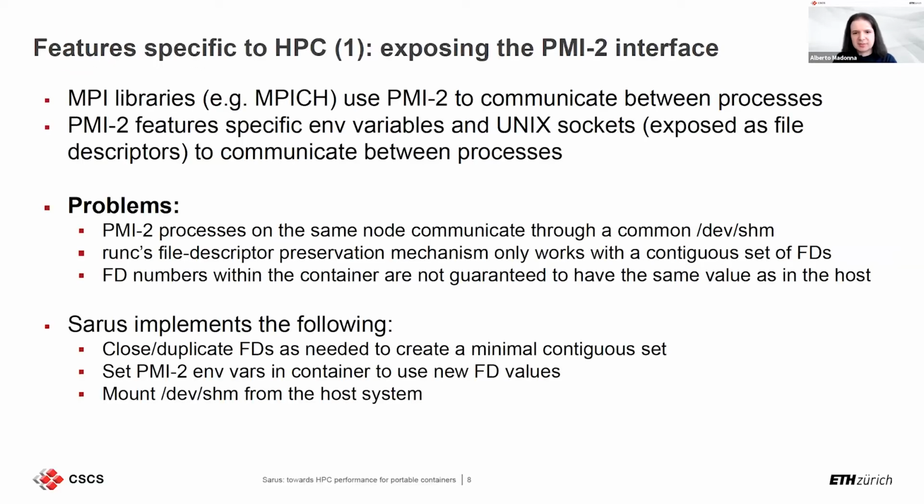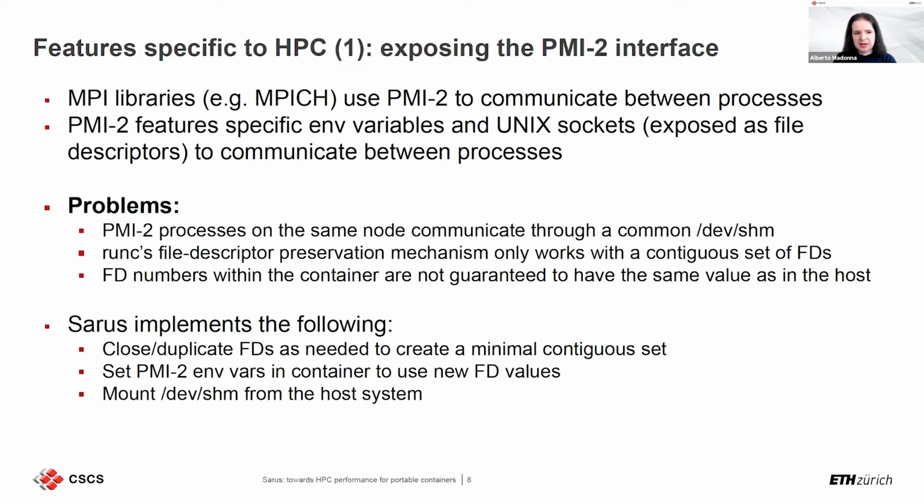The first one is about exposing the PMI2 interface inside containers. PMI2 is an interface that is adopted by some MPI implementations, like, for example, MPICH and its derivatives, to communicate between the processes. The interface is composed of a set of environment variables and Unix sockets, which are exposed as file descriptors. There are a couple of things to pay attention to when using this interface and wanting to expose it into containers.